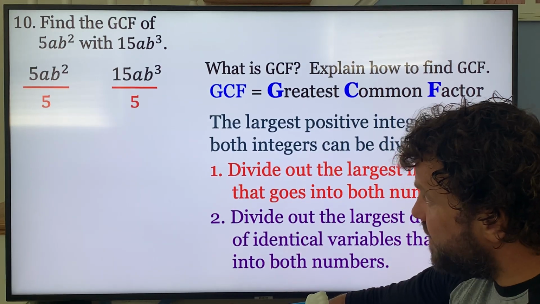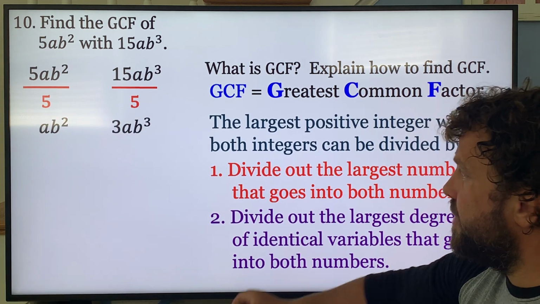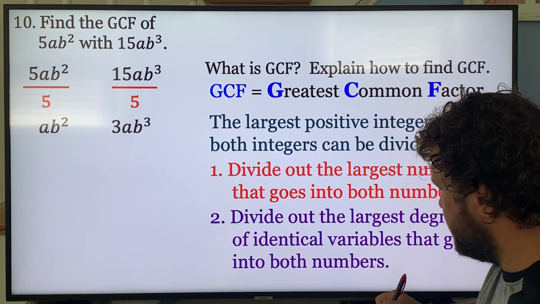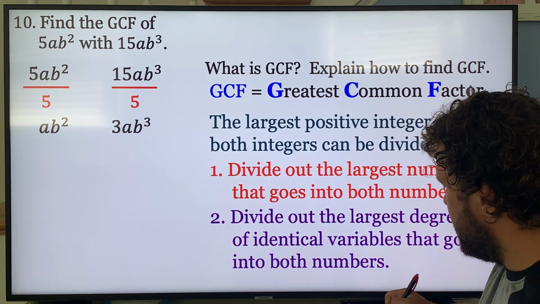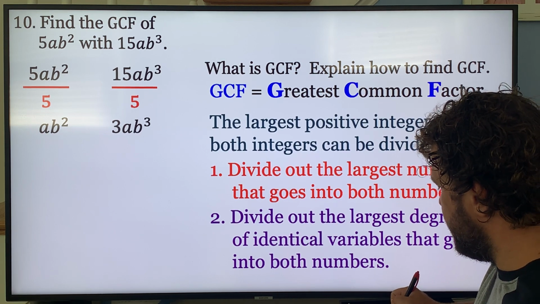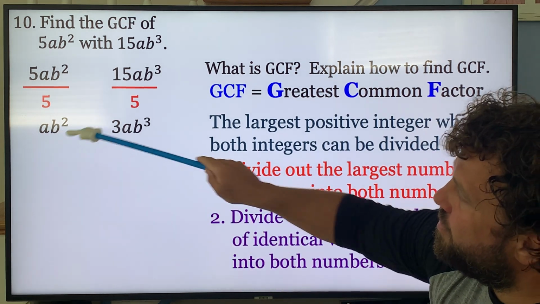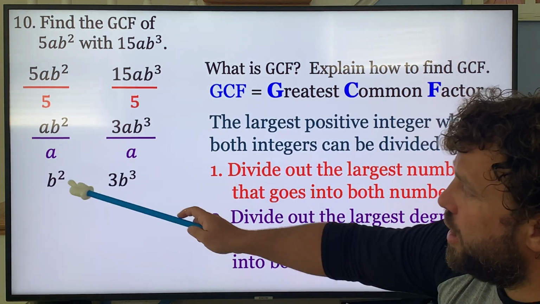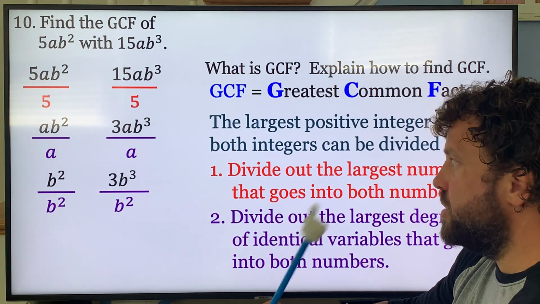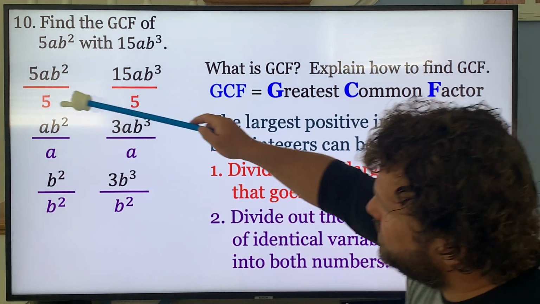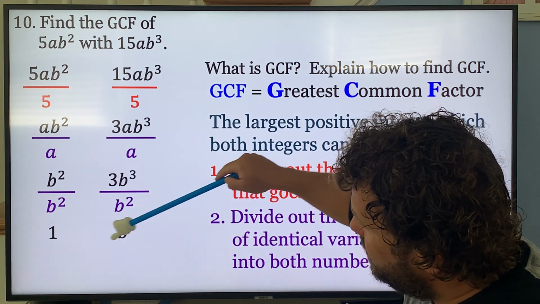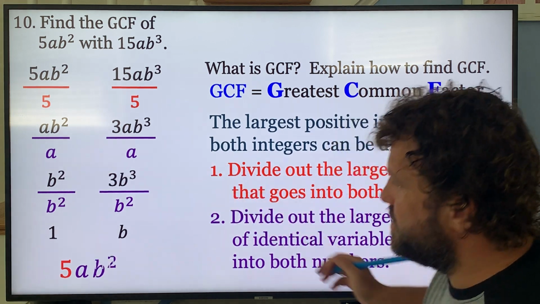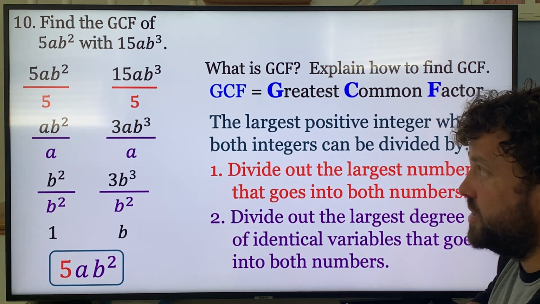So if I divide 5 out, that's my first one, I'm left with ab squared over 3ab cubed. How many a's can I take out? I can take out 1 a, right? So then I'm left with b squared over 3b cubed. How many b's can I take out? 2 b's. So I can take out a b squared. That leaves me 1 b, and then nothing else can come out. So I'm taking out a 5ab squared. And that's the GCF of the problem.